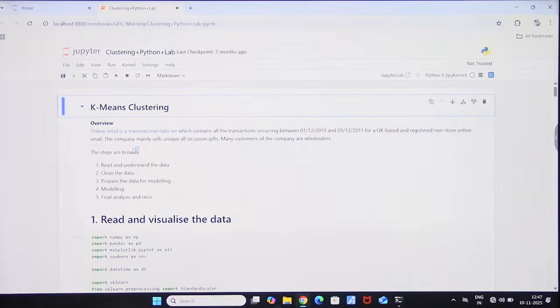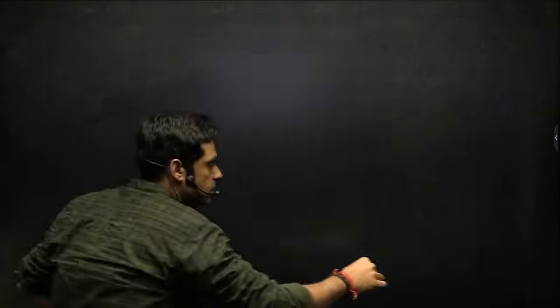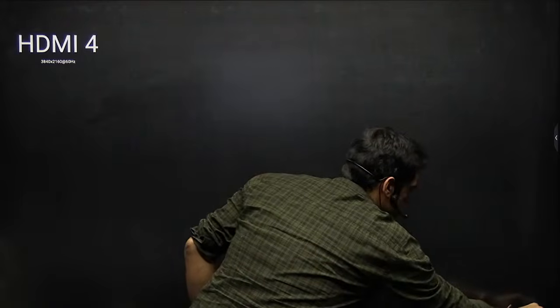ठीक है, चलिए अब यहाँ पर एक बार देखेंगे. You just see here, this is a K-means clustering project which I have done. So I just want to show you. ये बार fluctuate हो रहा है, एक मिनट बेटा बस, just a sec.